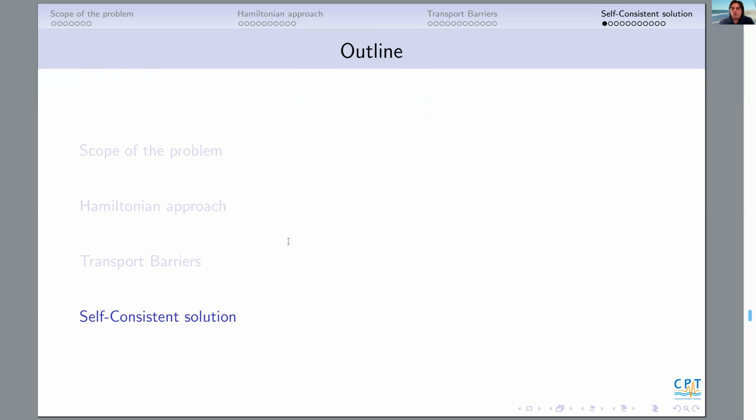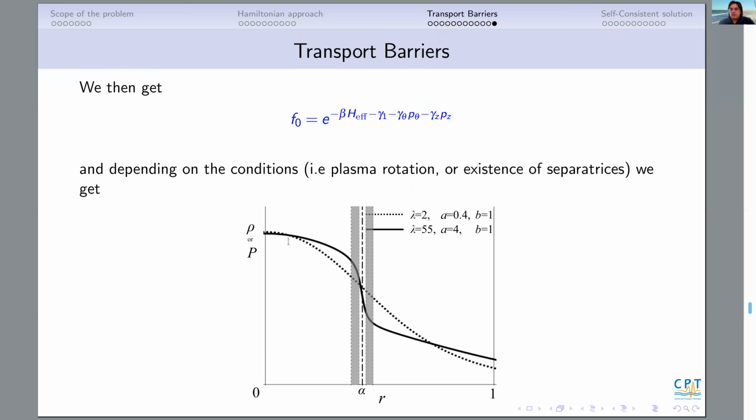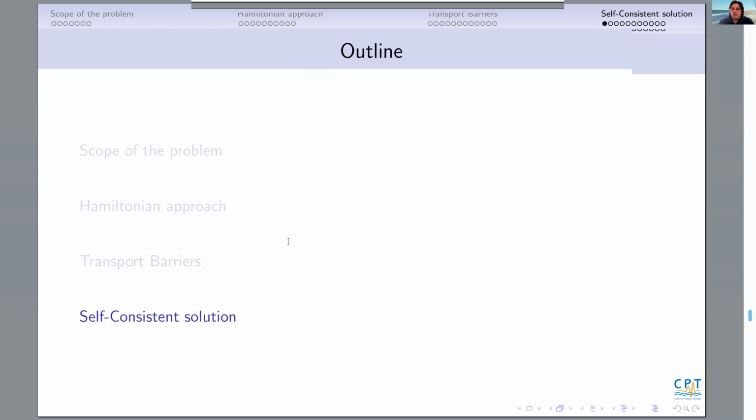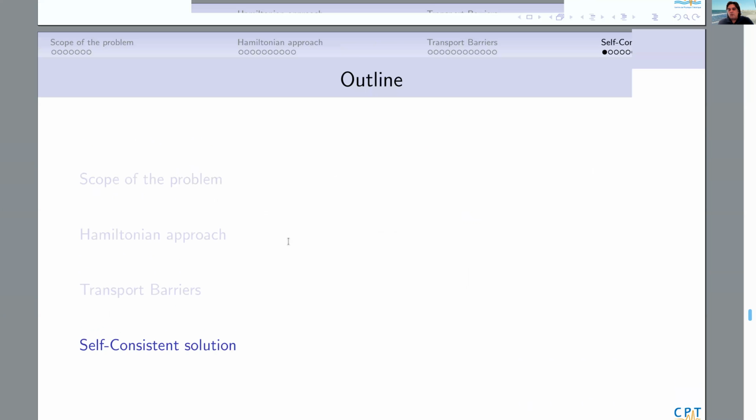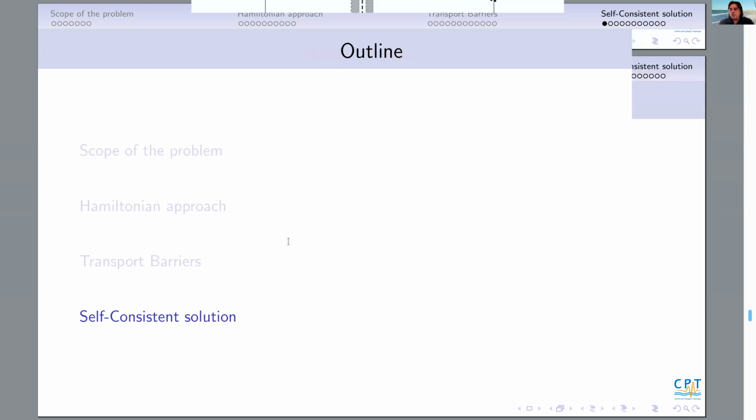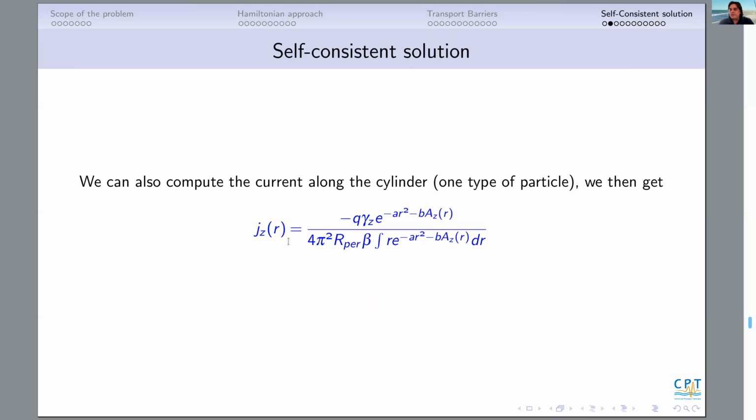So finally, to conclude my talk, I just want to talk about the self-consistent solution. In this problem before, I had the external magnetic field fixed. So how do we go beyond? Since we computed the density, we can also compute the plasma current of those solutions with a stationary distribution. So we can find a plasma current.